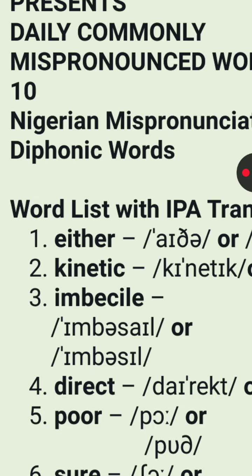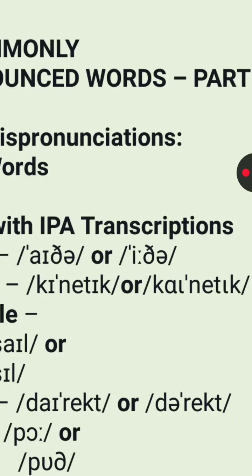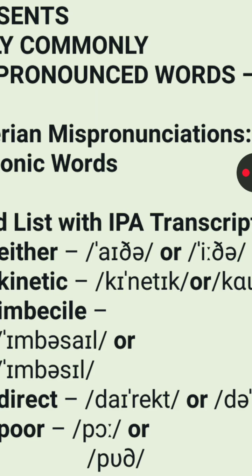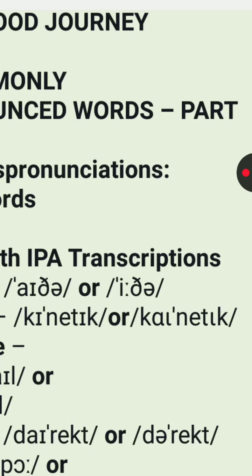Number 4, direct, spelled as D-I-R-E-C-T. We have two transcriptions for the word direct. You can see it here: the sound, I sound, R sound, short E sound, short S sound, K sound, and T sound, or the sound, silent A sound, R sound, short S sound, K sound, and T sound.